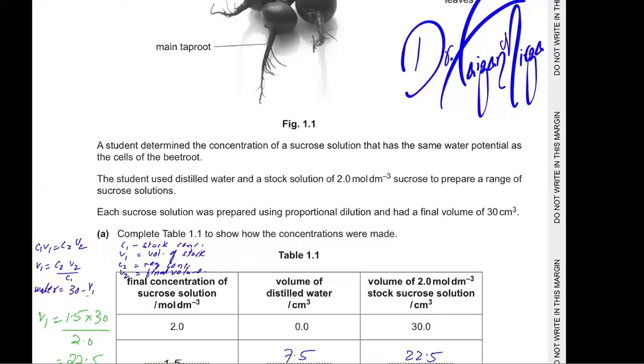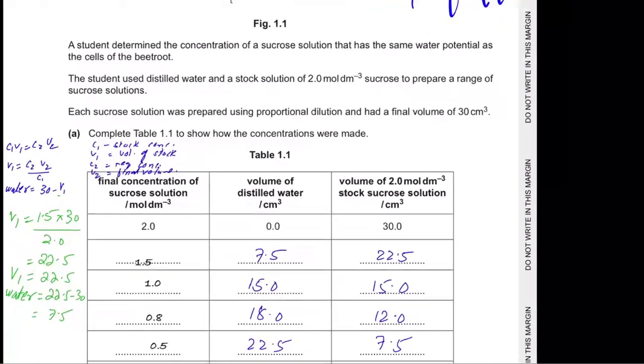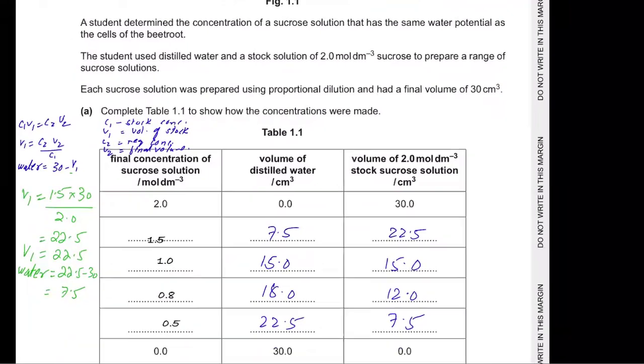The student determined the concentration of sucrose solution that has the same water potential as the cells of the beetroot. This is what the student had to do. The student used distilled water and the stock solution of 2.0 mole per dm cube sucrose to prepare a range of sucrose solutions. Each sucrose solution was prepared using a proportional dilution and a final volume of 30 cm cube. Complete Table 1.1 to show the concentrations that were made.